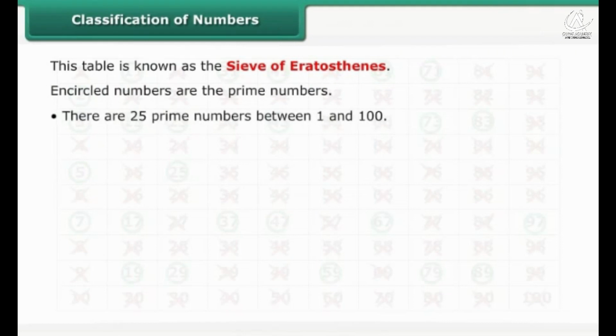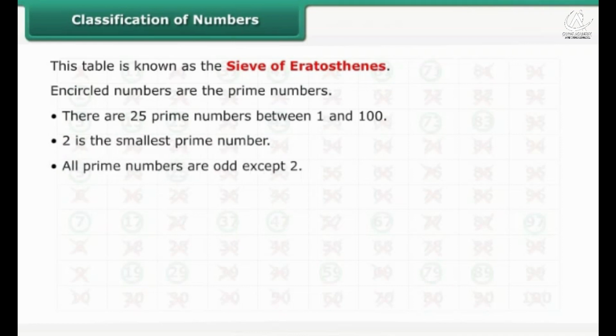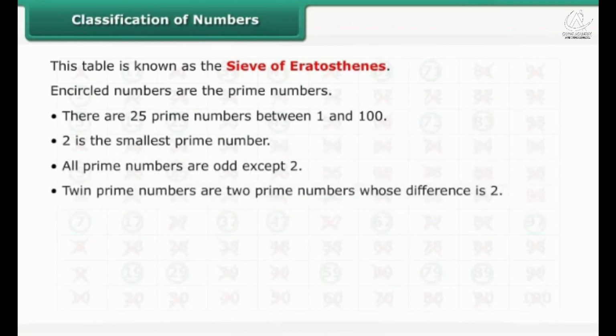There are 25 prime numbers between 1 and 100. 2 is the smallest prime number. All prime numbers are odd except 2. Twin prime numbers are 2 prime numbers whose difference is 2.